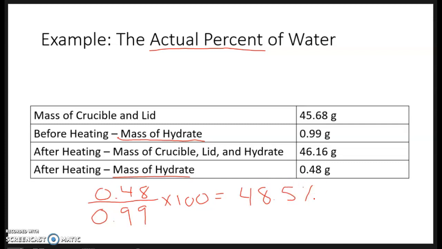Now, when we do this math, what we end up with is something closer to 48.5%. Now, clearly, this 48.5% of water is lower than the 51 we had calculated before. What does this mean? This means that when we were done with that lab, we obviously had more heating than we should have done. So we didn't get back all of the water that we should have. We could have heated it for a little bit more to get that final percent of water.